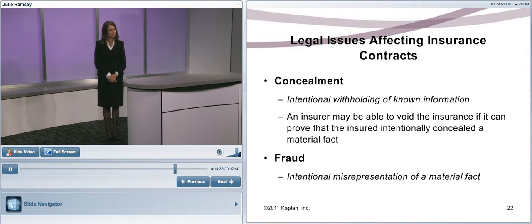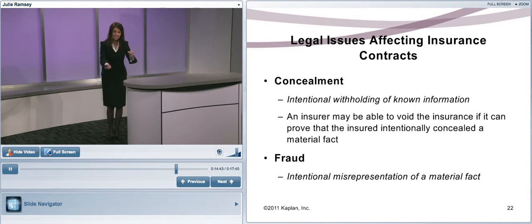Concealment. Now, concealment is the intentional withholding of known information. Concealment means I'm not going to tell. I'm going to conceal this information and I'm not going to tell. The insurance company might be able to void the policy if they can prove that you intentionally concealed this material information. So concealment is, hey, I didn't lie about it. Instead, I just didn't tell you.